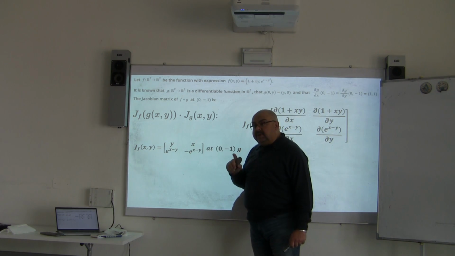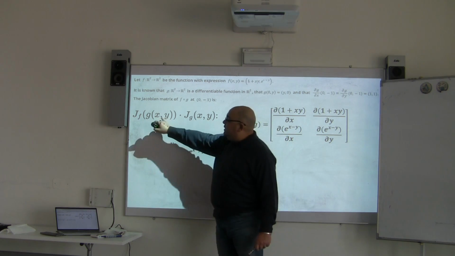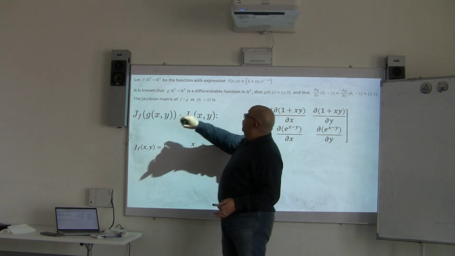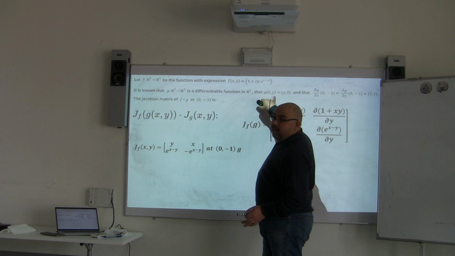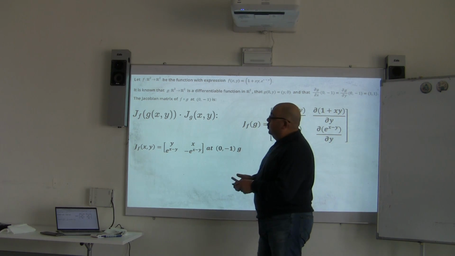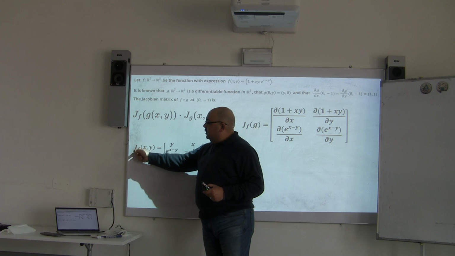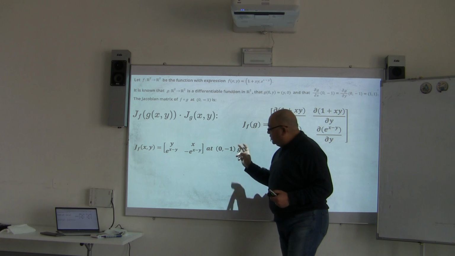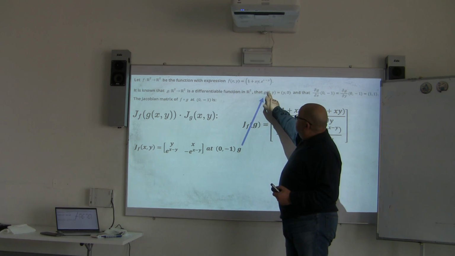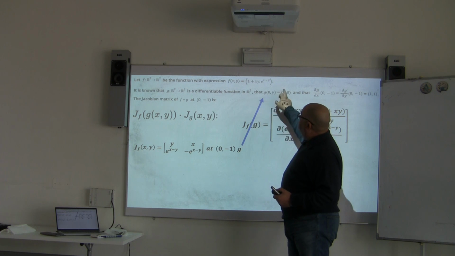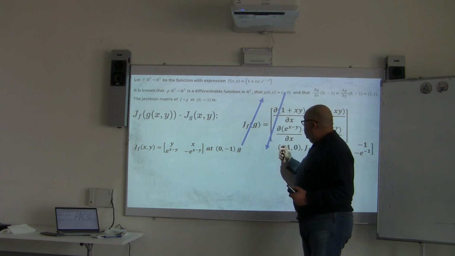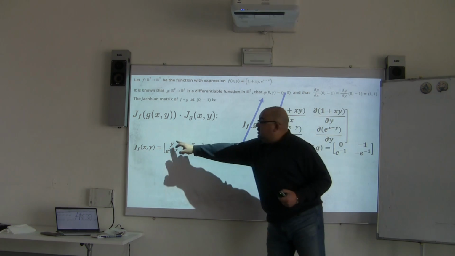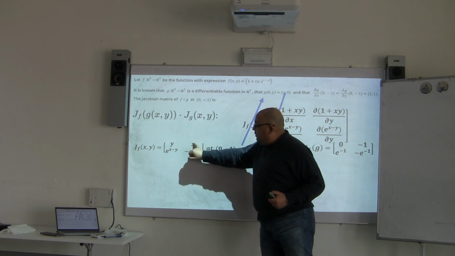Now I need to get the derivative of f at g, but not at any g. No, I need g at 0, negative 1. For g of 0 and y, the result is y and 0. So now, to get the value of f at g of x and y, I will use the result that g of 0 and negative 1 equals negative 1 and 0. So that's the result of the function that I'm going to use. Now substituting by negative 1 and 0 in these values, this is going to be 0, that's going to be negative 1.